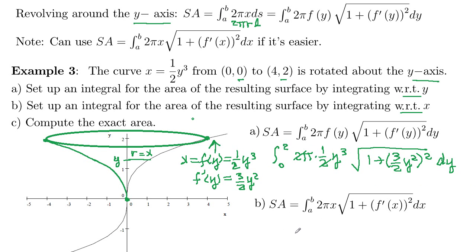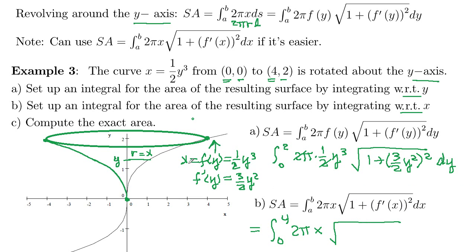What about part B? So here we're integrating with respect to x, so a and b are going to be x values. So this is going to be the integral, and we're going to use the 0 and the 4. So integral 0 to 4, 2 pi x. And our x is the 1/2 y cubed, but we're just leaving it as x. And now square root 1 plus f prime of x squared. So f prime of x, that's y prime.